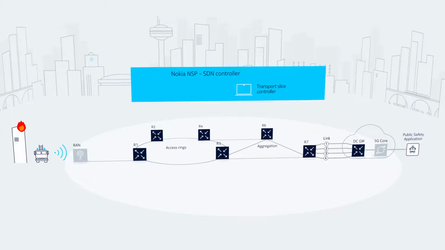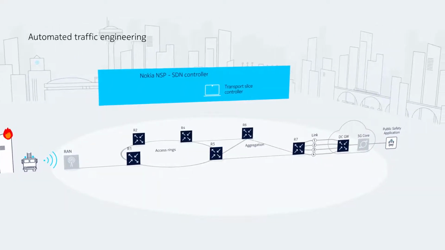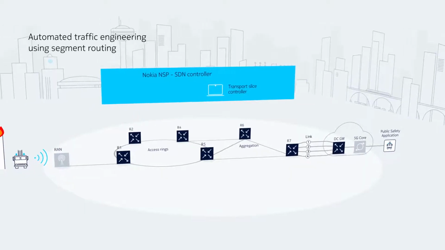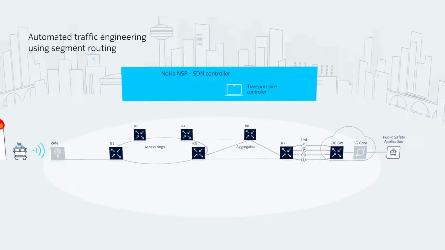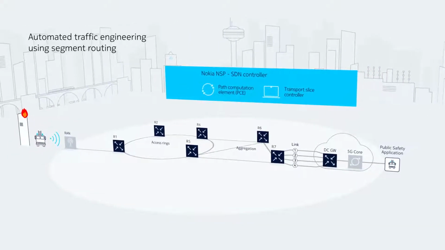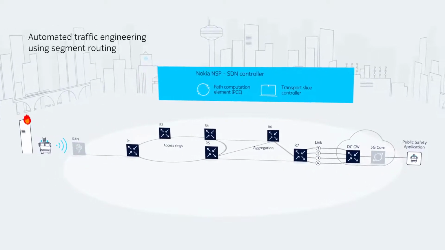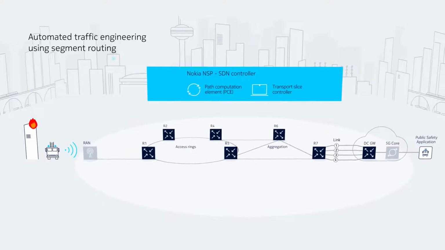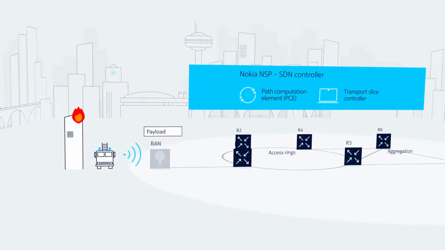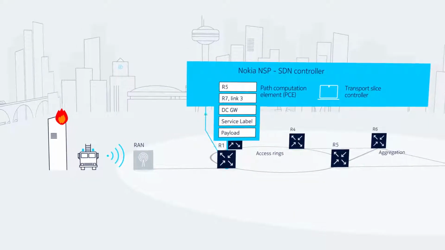An SDN function that will be critical for 5G is automated traffic engineering. In this example, we're using segment routing, but other techniques such as RSVP-TE are available. Using its path computation element function, the NSP computes the best path across the backhaul network for each of the customer's 5 applications based on their requirements. For each of these paths, the PCE downloads a service label and other routing labels to the ingress router.